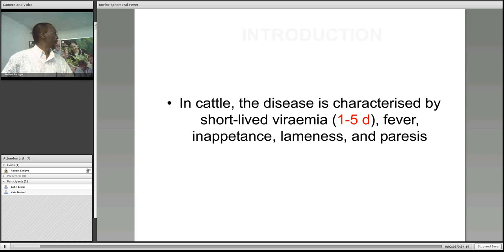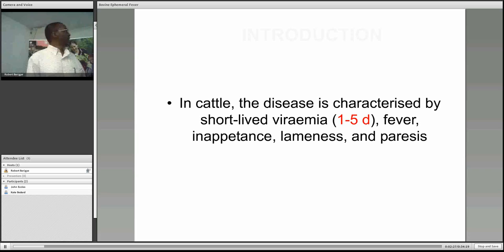The other symptoms would include loss of appetite. These animals will be seen not to be feeding. And the other constant feature of the disease is lameness. You find these animals limping around. And paresis. In a few of the animals, about 1%, they kind of get paralyzed.